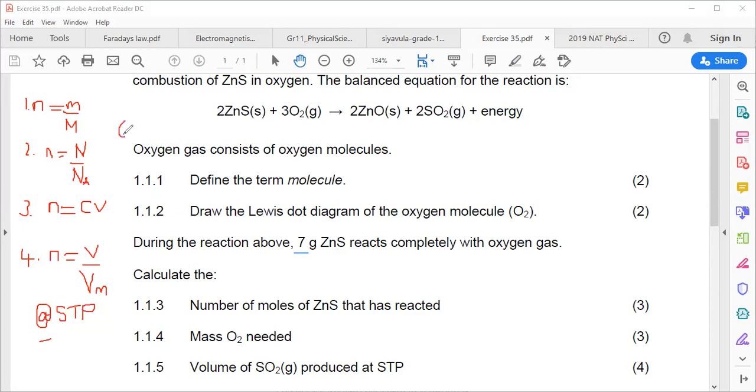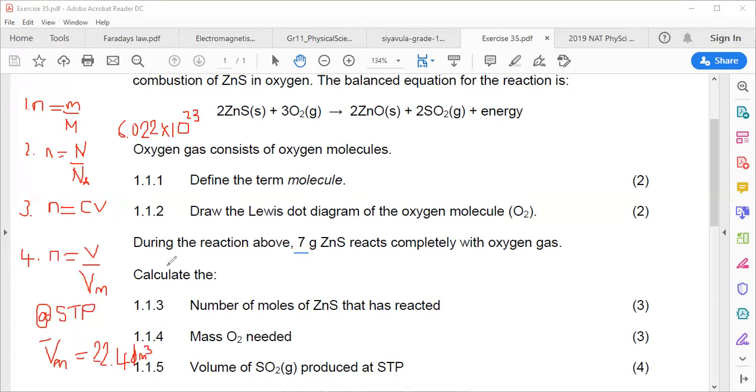Your Avogadro's number is that one, 6,022 times 10 to the power 23. Right, your molar volume, Vm, is equal to 22,4, provided it's at STP, cubic decimeters. So those are the equations that you have, right? These ones, you apply them accordingly.